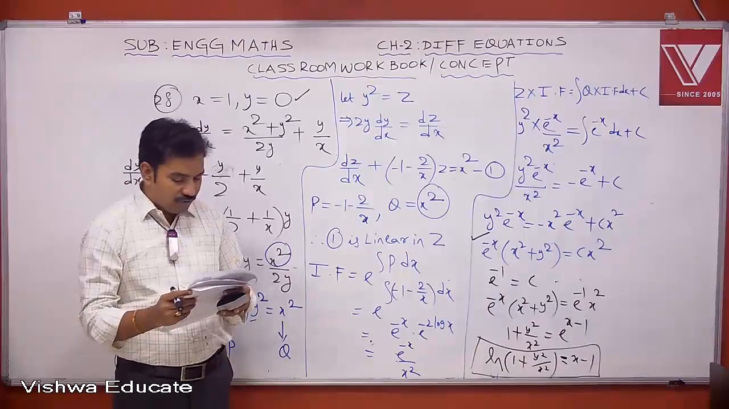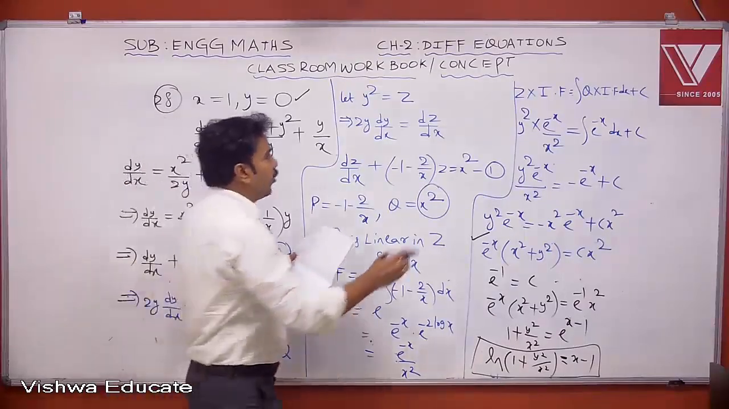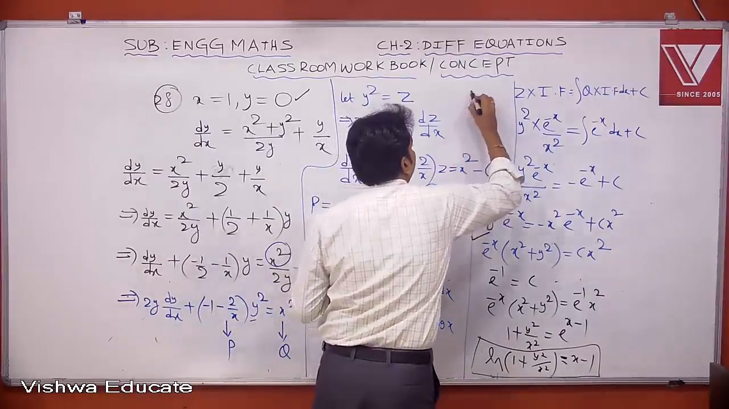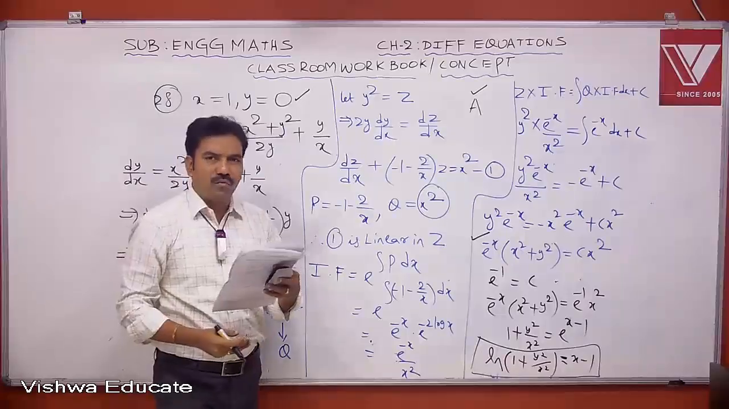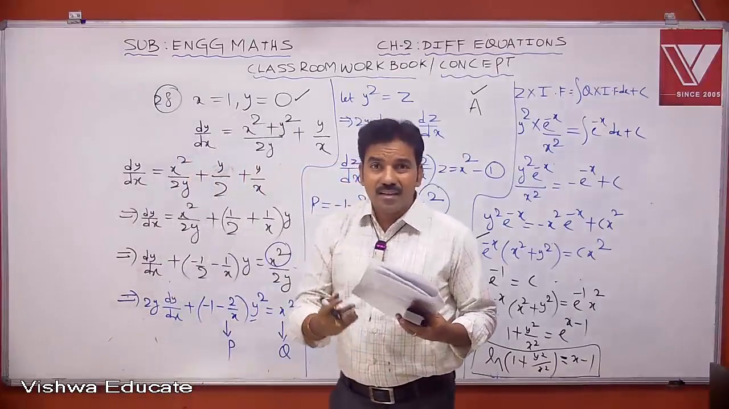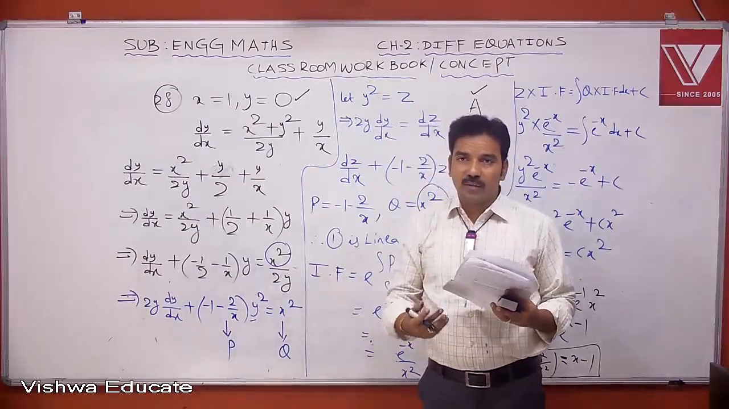ln of 1 plus y square by x square equal to x minus 1. So option A is the right answer. See, it requires a lot of evaluation, but finally it is reduced to a linear equation in the variable z.